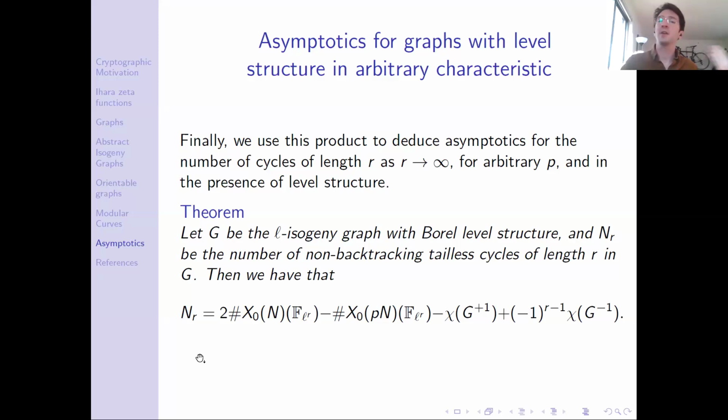So we get that the number of non-backtracking tailless cycles of length r in the isogeny graph with Borel level structure can be written as this formula where the first two terms just depend on the number of points on a modular curve, and then the last two terms are just using these Euler characteristics, some invariants that are associated to the graph. And we actually show in this case with Borel level structure that you can give pretty nice clean formulas for these Euler characteristics. Well, clean is maybe an exaggeration, explicit formulas for them that are not too hard to compute in practice.